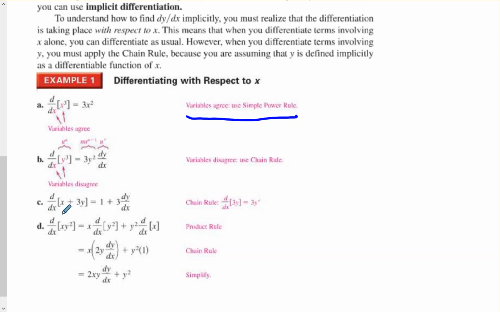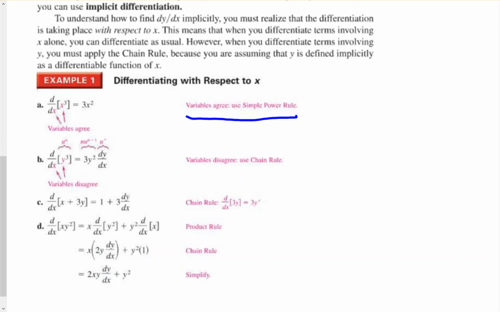For x times y squared, that would be a product rule. So it'll be x times the derivative of y squared. So we would get x times 2y, and then as we do 2y, we multiply by dy dx, plus y squared times the derivative of x. Y squared times the derivative of x is 1. And so we end up with 2xy dy dx plus y squared.